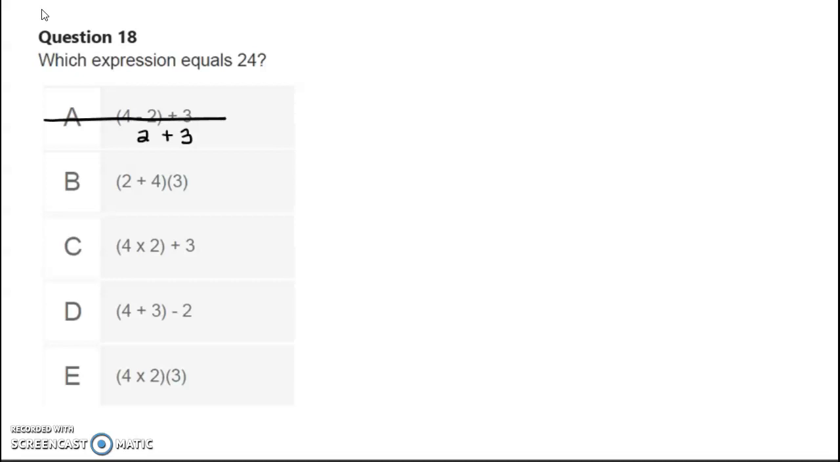Now we have a parenthesis situation being multiplied to 3. So 2 plus 4 is 6 times 3. Okay. And then 6 times 3 is 24. And it doesn't say which expressions. It just says 1. So there is only one answer. I do not even have to bother solving the rest because I've already found the one that's 24.